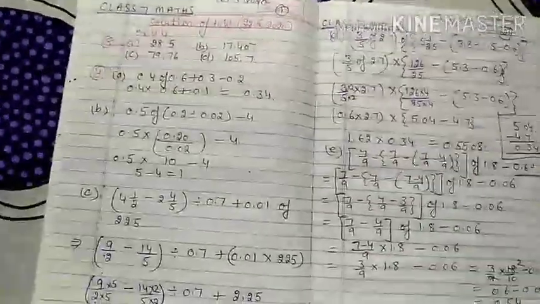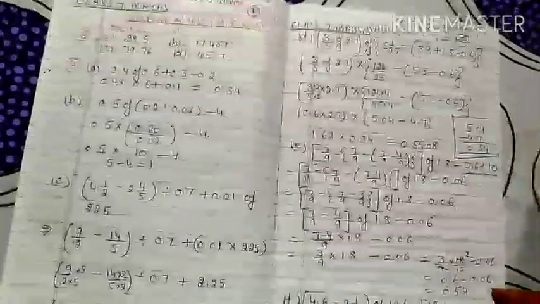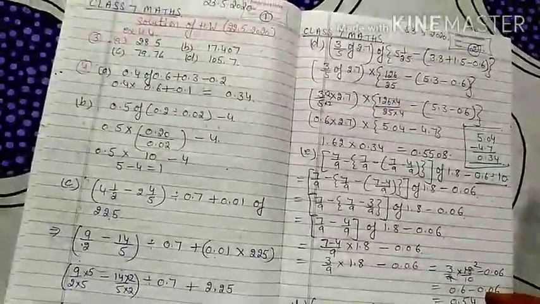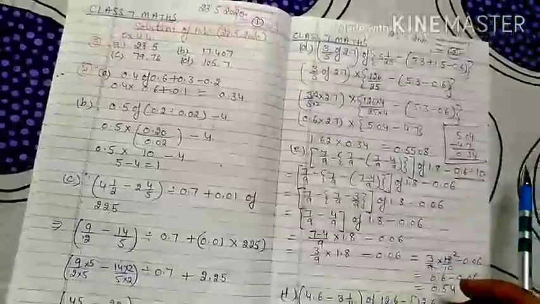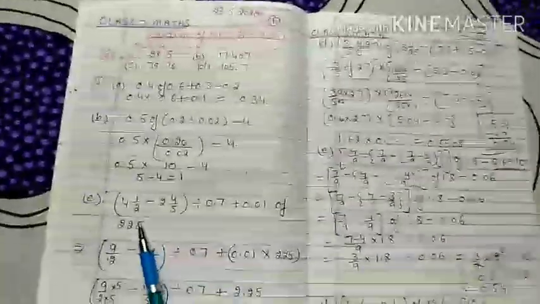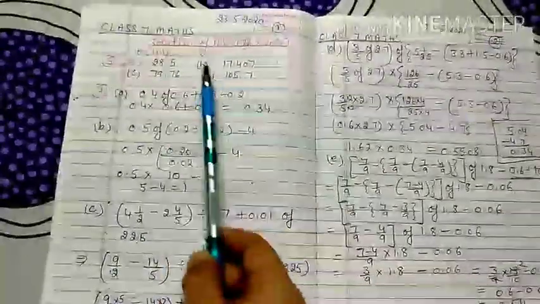Next is your third question. In your third question, you have to find the value of 28.47 correct to 1 decimal. That is the same thing. You have to round off up to 1 decimal, that is 28.5.